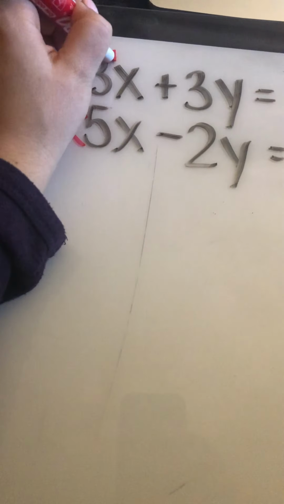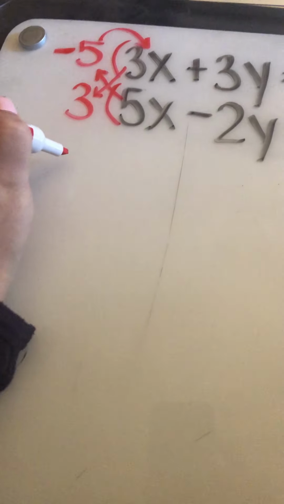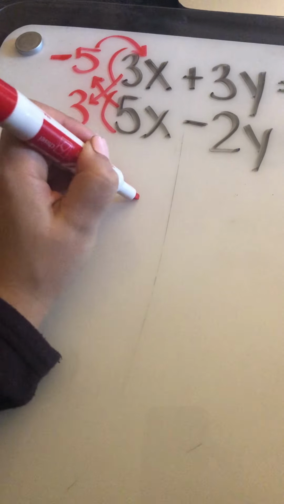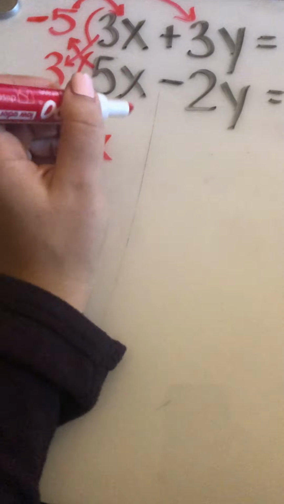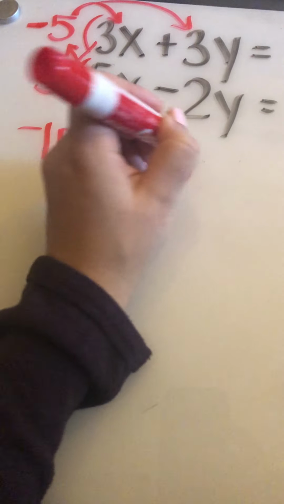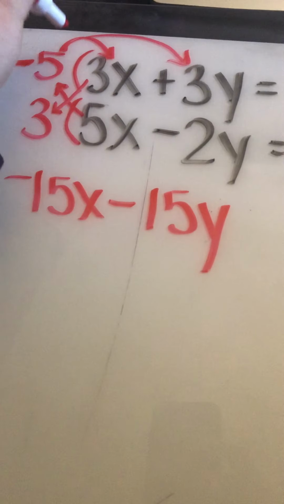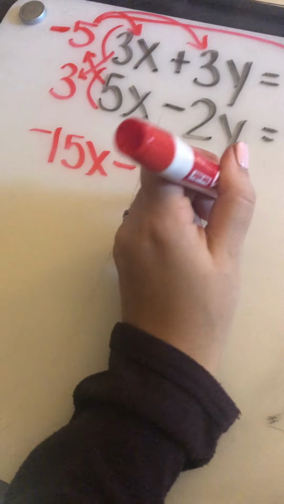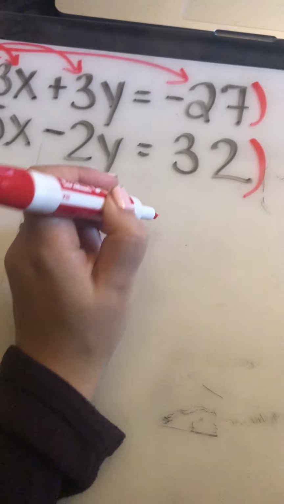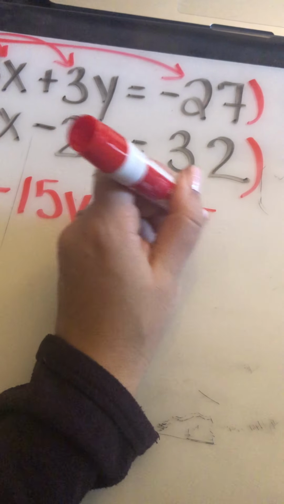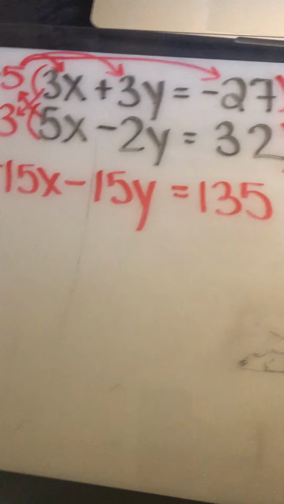So we're going to do negative 5 times 3x. We'll get negative 15x. Negative 5 times positive 3y, negative 15y. Okay, negative 5 times negative 27, a negative times a negative is a positive, so we would get positive 135. All right, so that's our top equation.